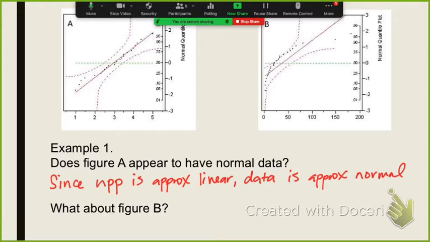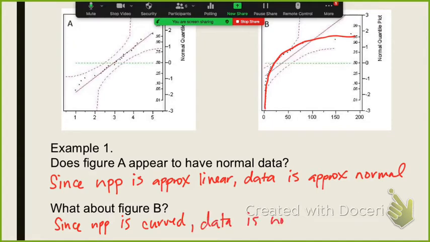But for B, clearly that data is curved. So we would say since the normal probability plot is curved, or you could say not linear, the data is not normal. So we're looking for something like this, but plot B is not okay. That means that we don't have a normal set of data. It's going to have a skew or a curve or something like that. So we could not go any further.